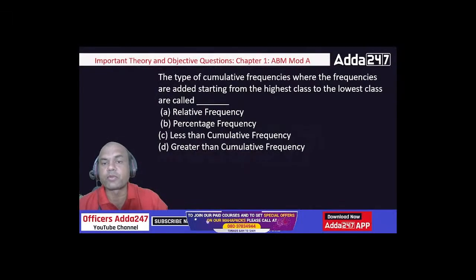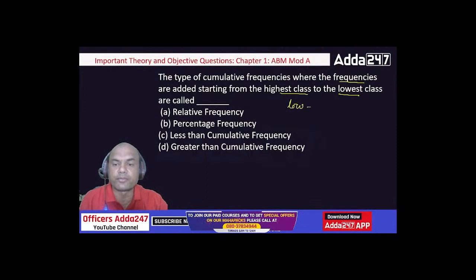Clear? The type of cumulative frequency where the frequencies are added starting from the highest class to the lowest class is called as... Now understand one thing. Whenever I am having highest to lowest, there are two types basically. Always remember, lowest to highest is called as what? Low to high, and that is called as what? Less than or greater than.